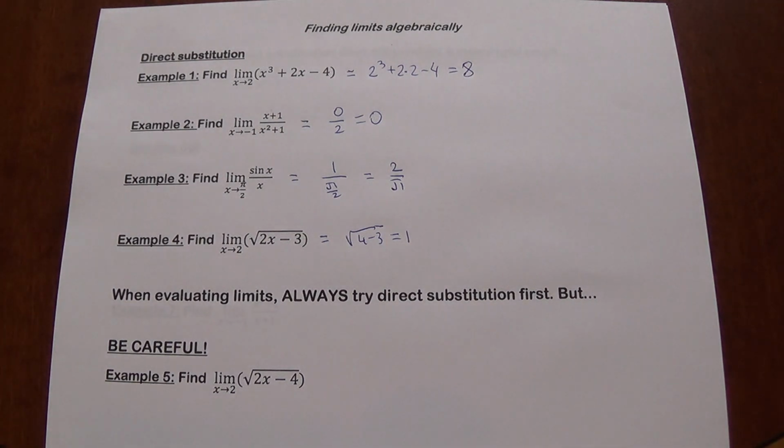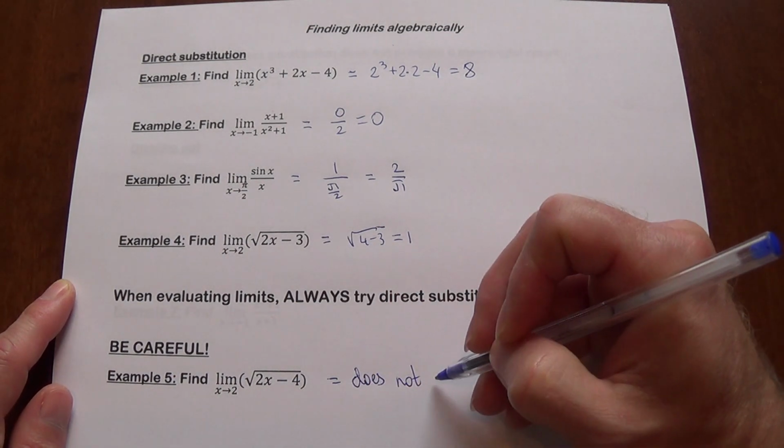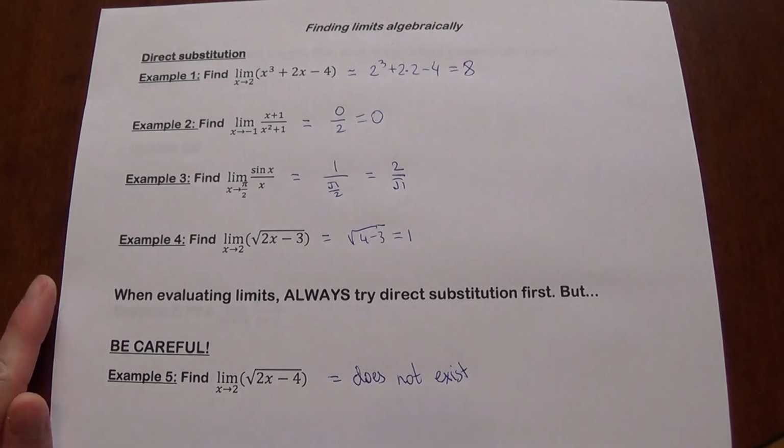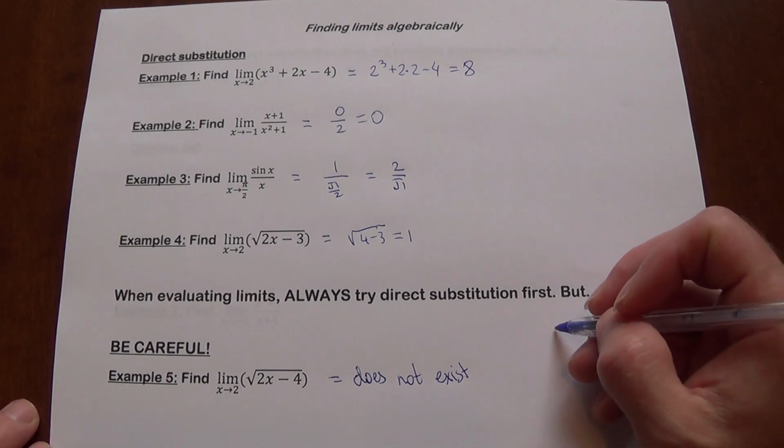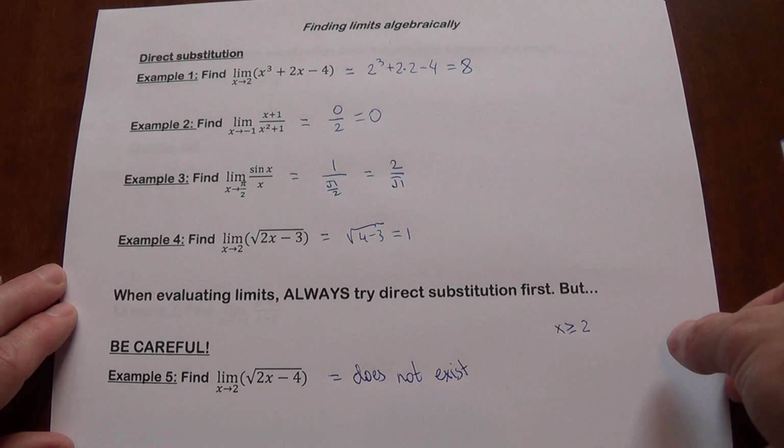But I do have to warn you about this. If you look at example 5, we're trying to evaluate the limit of square root of 2x minus 4 as x approaches 2. There is actually a problem here. If you do direct substitution, this is going to give you 0, but this limit actually does not exist. The reason it does not exist: when we define limit, we need to make sure that we can approach the value from both sides, left and right. This function here requires x to be greater than or equal to 2, and since we cannot approach 2 from the left, we do not have a limit here because one-sided limits will not agree.